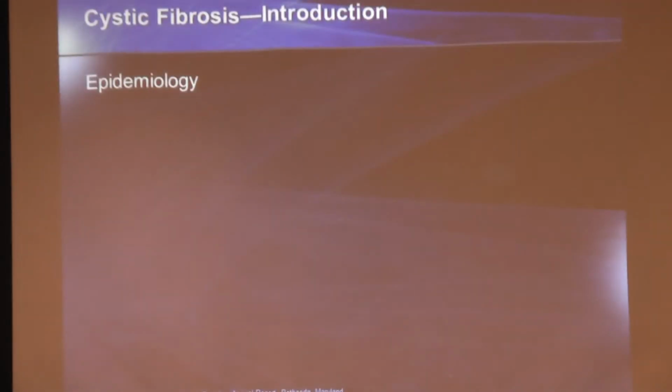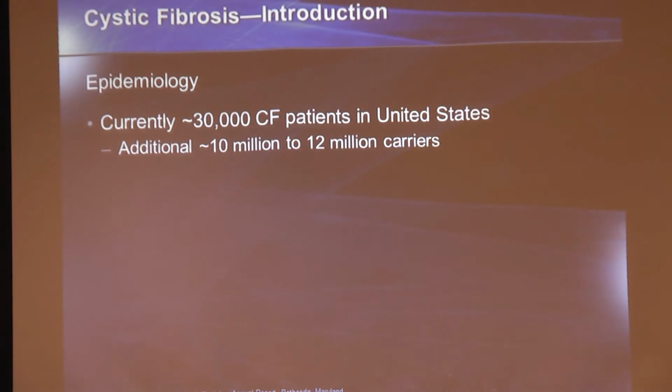So let's start with just a little epidemiology. Again, one of the questions was about the number of patients. About 30,000 in the United States. That results from 10 to 12 million carriers, people that have one CF gene that is not working properly, that's mutated, and one healthy one. Those are carriers, and all the parents here are carriers.